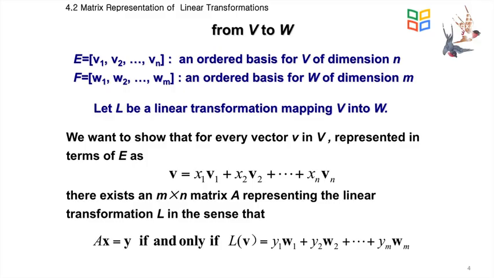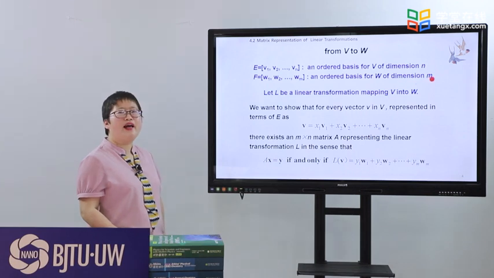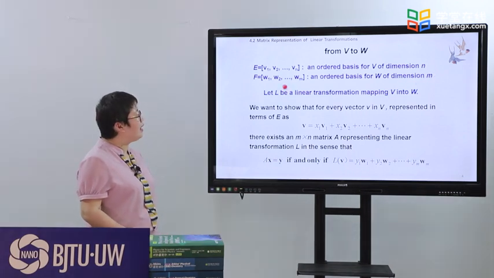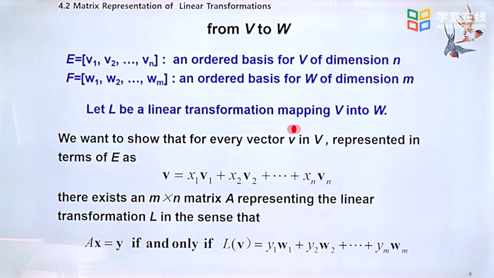Let E equals {v1, v2, ..., vn} be an ordered basis for V of dimension n. And let F equals {w1, w2, ..., wm} be an ordered basis for W of dimension m. And let L be a linear transformation mapping V into W.